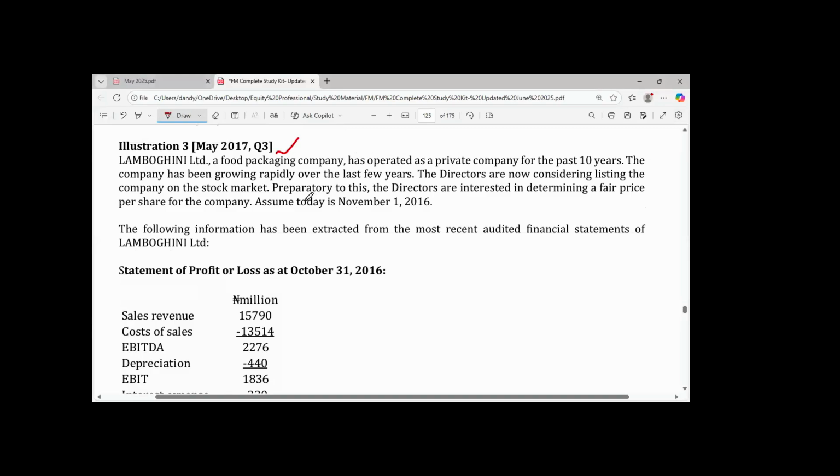Lamborghini Limited, a food packaging company, has operated as a private company for the past 10 years. The company has been growing rapidly over the last few years. The directors are now considering listing the company on the stock market. Preparatory to this, the directors are interested in determining a fair price per share for the company. Assume today is November 1st, 2016. The following information has been extracted from the most recent audited financial statement of Lamborghini Limited.